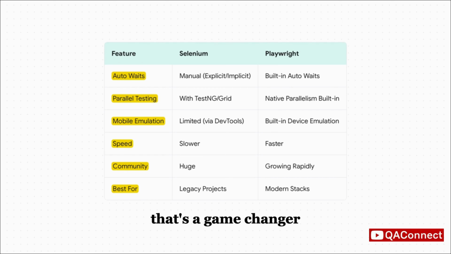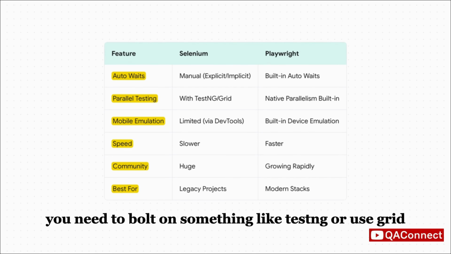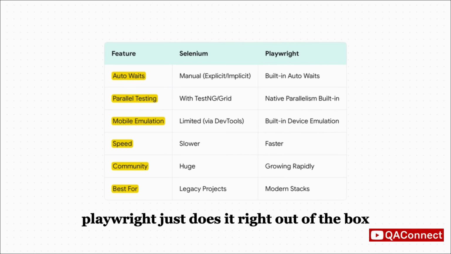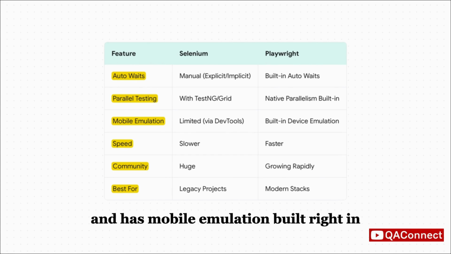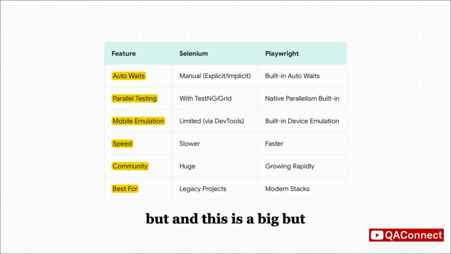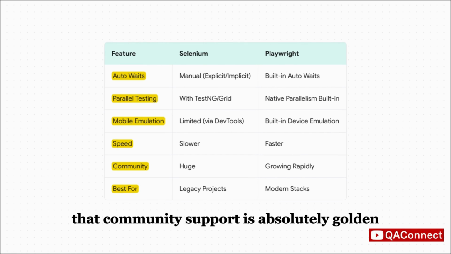That's a game changer. And parallel testing? With Selenium, you need to bolt on something like TestNG or use Grid. Playwright just does it right out of the box. It's also way faster and has mobile emulation built right in. But, and this is a big but, Selenium's community is huge. For those tricky legacy projects, that community support is absolutely golden.